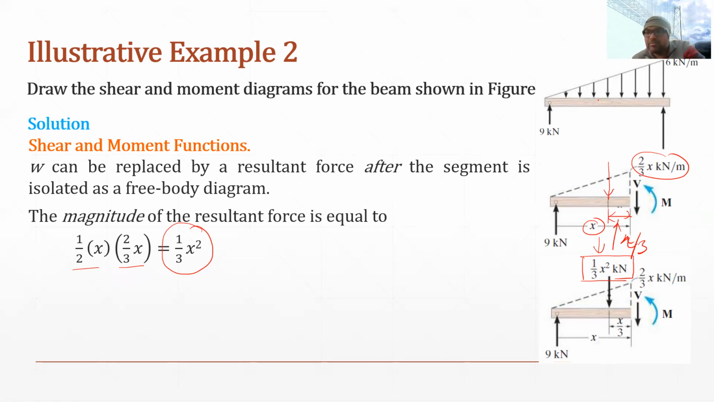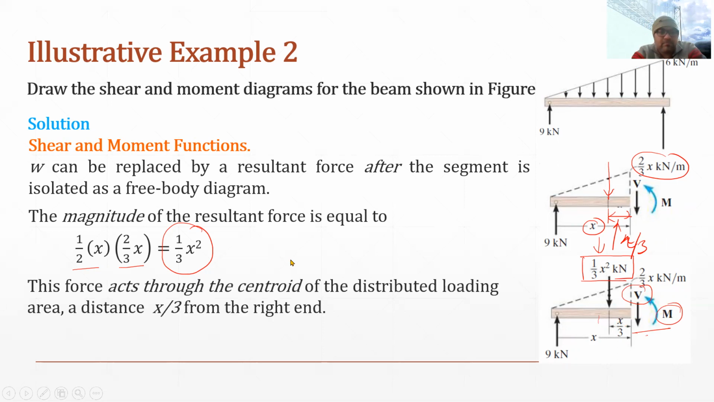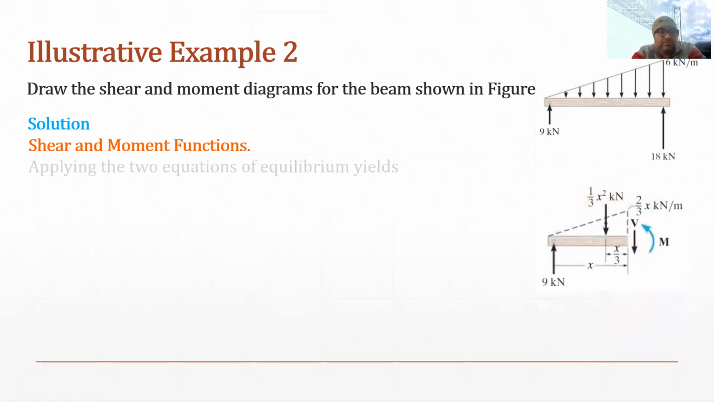And as we have made the free body diagram of the whole segment, we have also shown the internal forces which we have to find out as a function of x, V and M. So now we will use the equations of equilibrium to find out the value of V and M as a function of x. First of all, we will find out the value of V, using the equation summation of Fy is equal to 0.